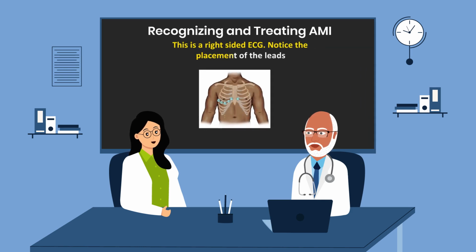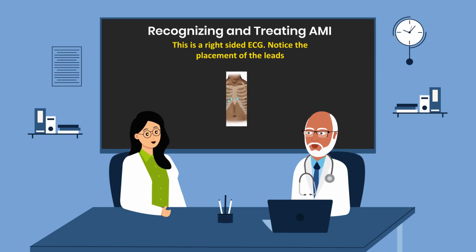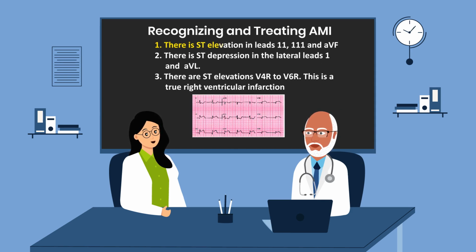Take a look at this EKG. Notice a few things on this EKG. Number one, there is ST elevation in leads 2, 3, and AVF. Number two, there is ST depression in the lateral leads, namely lead 1 and AVL. And number three, there are ST elevations in V4R and V6R. This is a true right ventricular infarct.